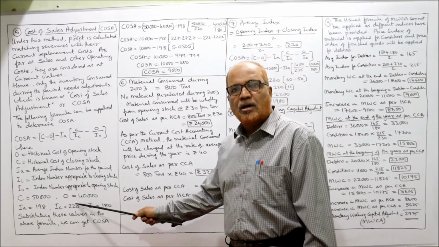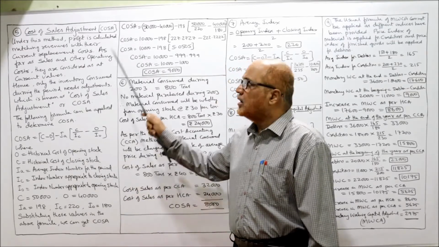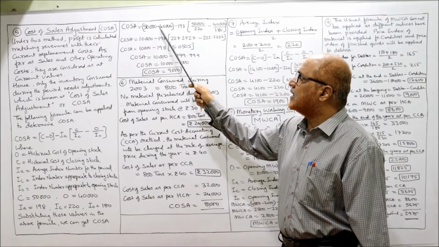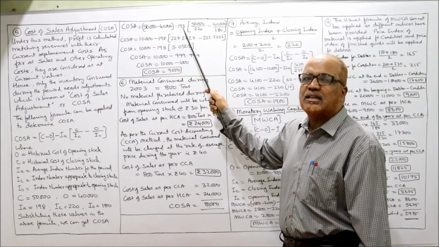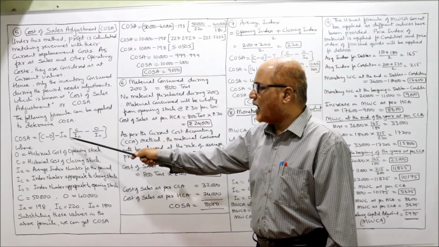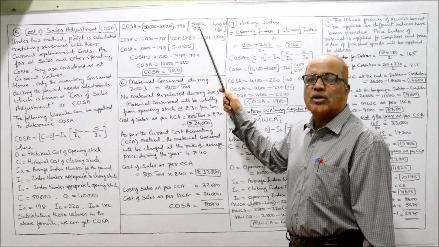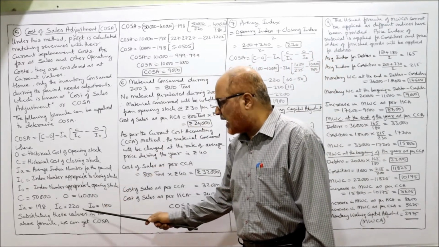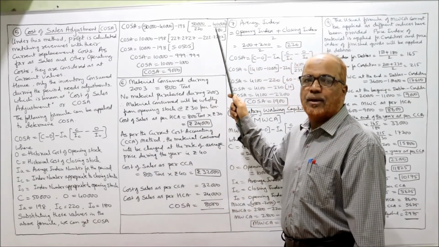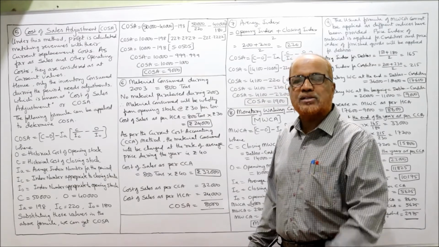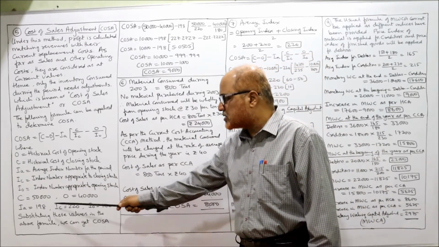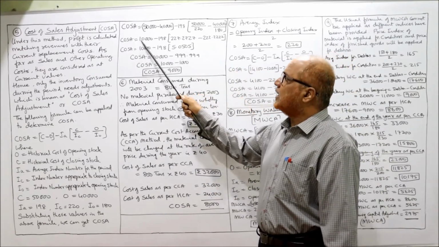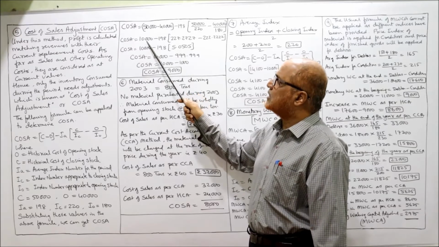Now we have all the values. Substitute these values in this formula. Now here, COSA is equal to 50,000 minus 40,000, C minus O, which is 10,000. Minus 198, the average index IA, into C divided by IC. C means closing stock, 50,000, divided by IC, 220. Minus O divided by IO. O is opening stock, 40,000, and IO is index of opening stock, 180. So 40,000 by 180.